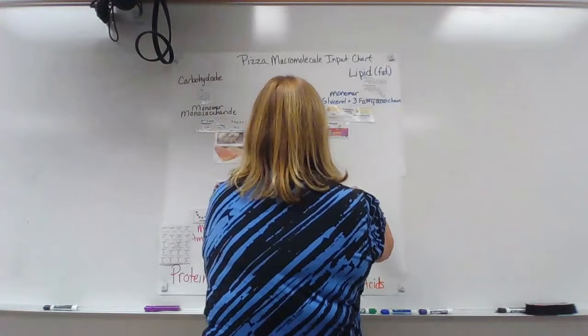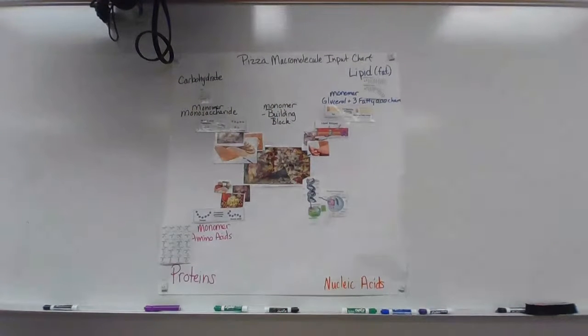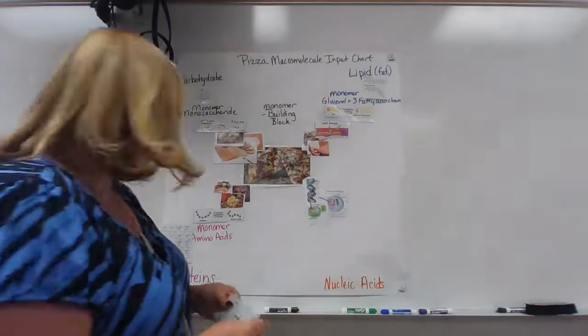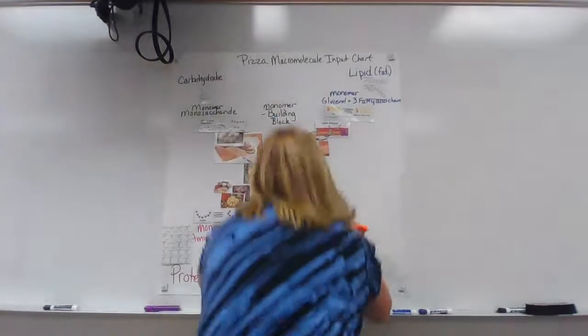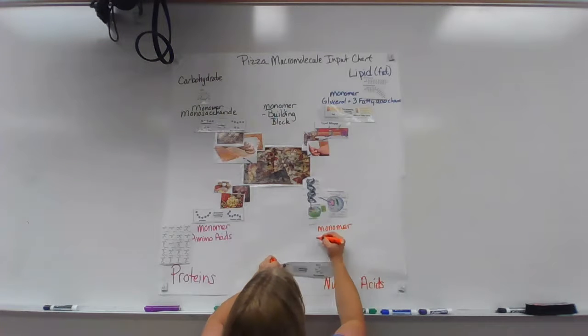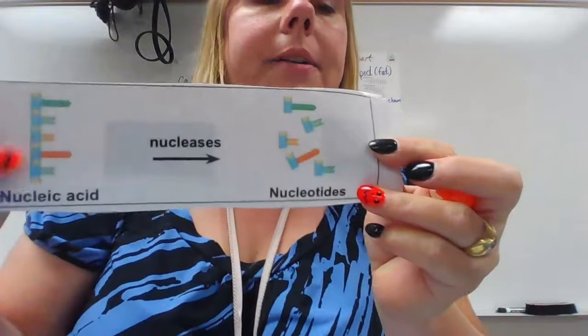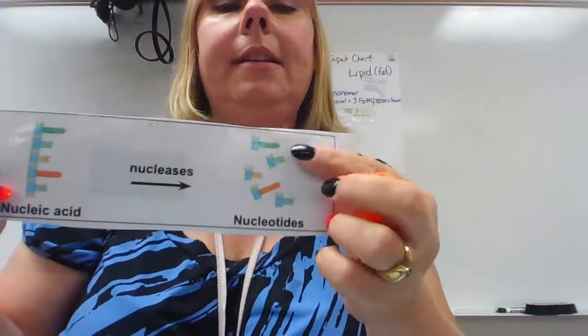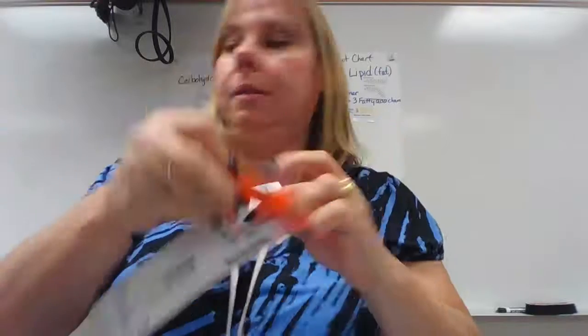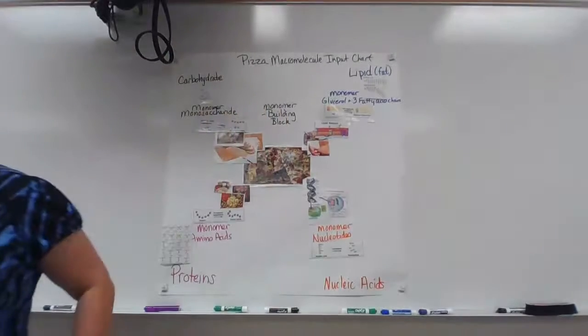So here we go. Okay, in the nucleus. And we're going to zoom in even further. And the monomer of nucleic acids are nucleotides. So let me show you how that works. So on this side, you have a whole bunch of nucleotides strung together. They can be broken apart, and those are called nucleotides. And we can zoom in even further.